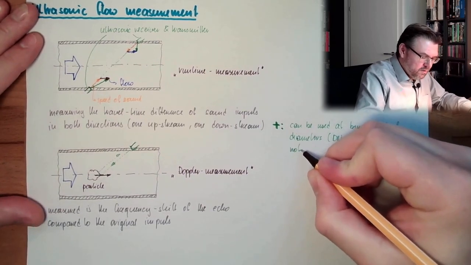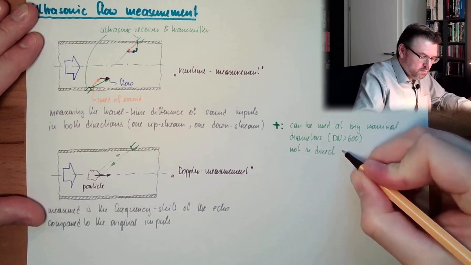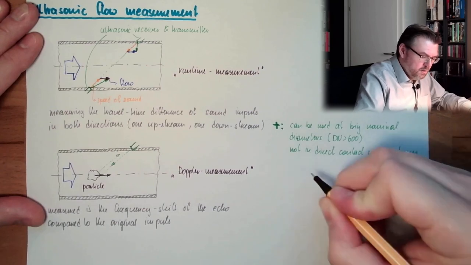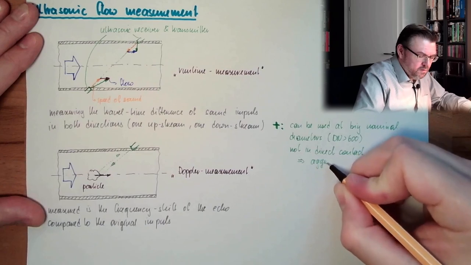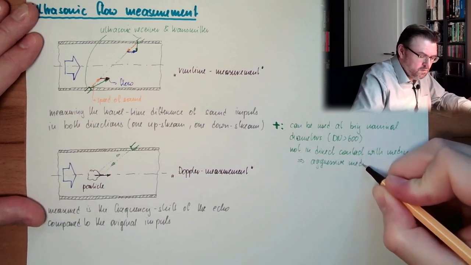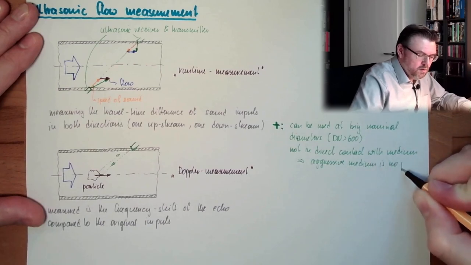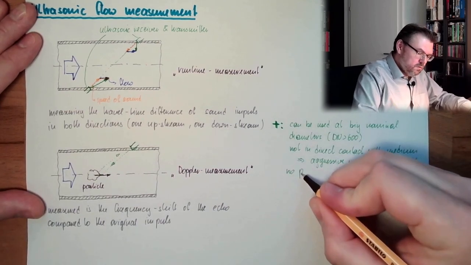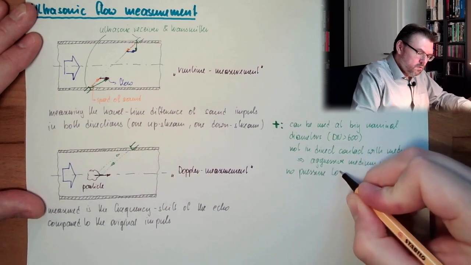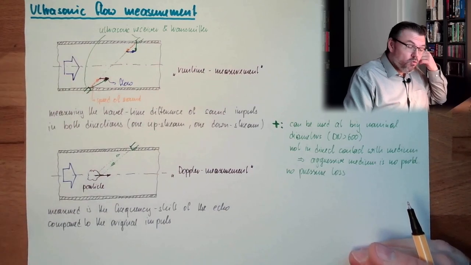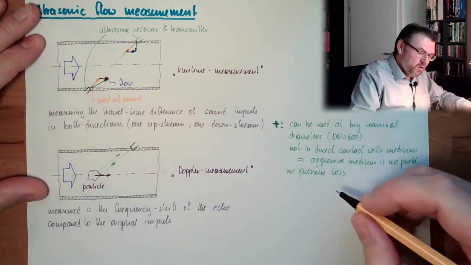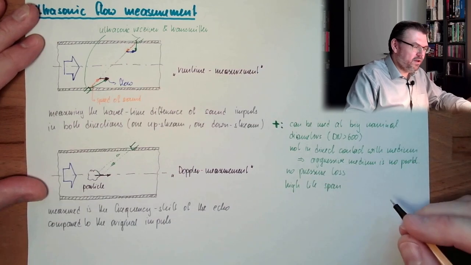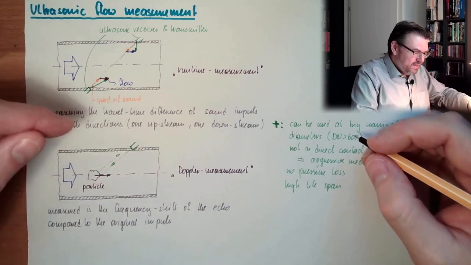We are not in direct contact with the medium, so aggressive media is no problem. Okay, we have no pressure loss, nothing built inside, no pressure loss, no danger of congestion or something like this. We have a high lifespan. It's usually working. There is a clamp-on design.